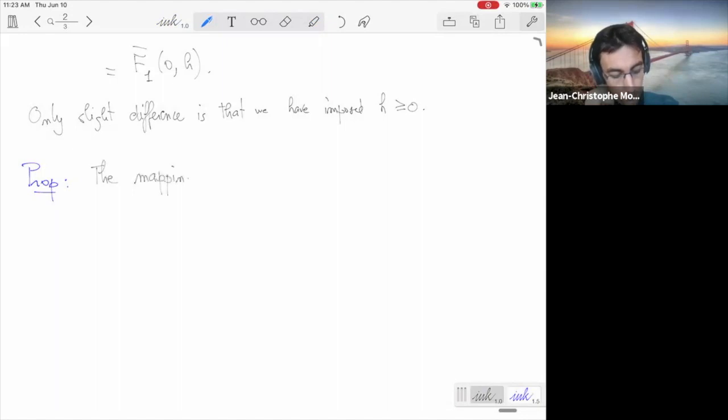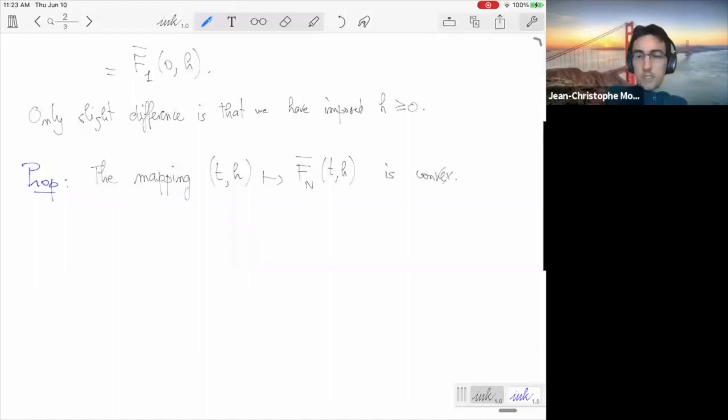So I'm going to explicitly write that it's a statement about joint convexity. So it's a statement about Fn bar. Yeah, I don't say that Fn is convex, just Fn bar.